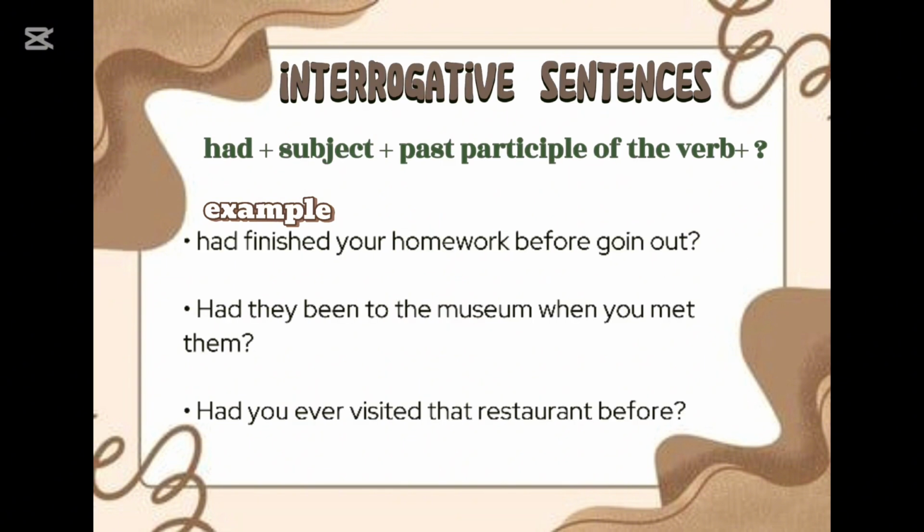Structure of the interrogative sentences. Had plus subject plus past participle of the verb plus question mark. For example, had you finished your homework before going out? Had they been to the museum when you met them? Had you ever visited that restaurant before?